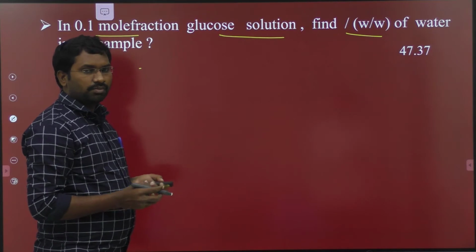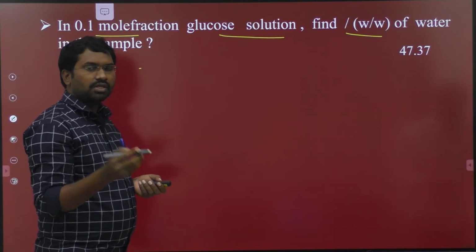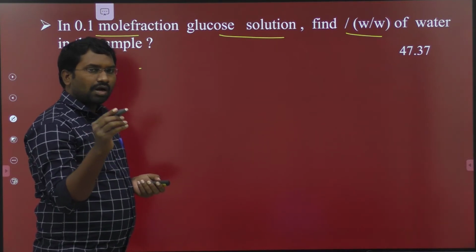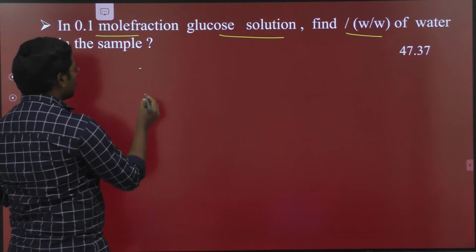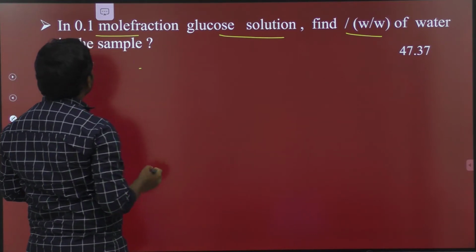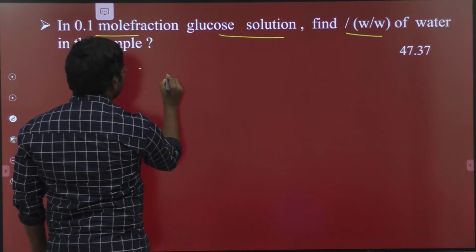You know very well what is meant by mole fraction. I already gave the information about mole fraction. Mole fraction is nothing but the ratio between the number of moles of one component to the number of moles of all components of the solution. First we have to write the concept included in this problem.